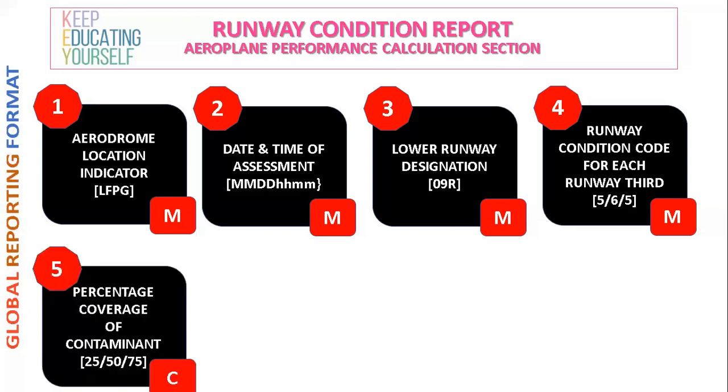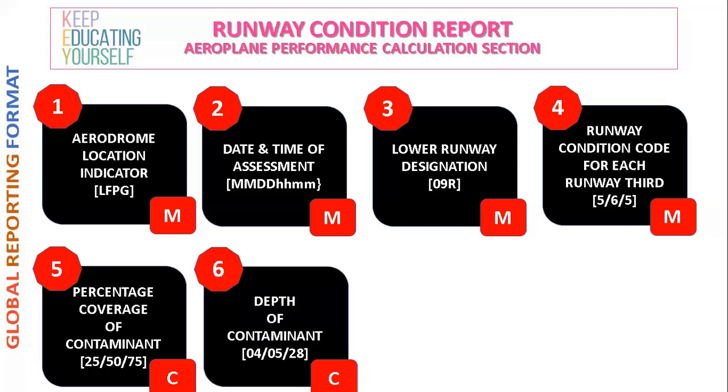Then the fifth element is percentage coverage of contaminant for each runway third. For the first third, from the beginning of runway 09, the percentage contaminated is 25%. The second third is 50%, and the last is 75. The last one is known as the third third. All are separated by a slash, and it can be a maximum of 9 characters including slashes. One point to be noted here: this information is conditional. Whatever we report will be based on some tables, and conditions will be there. Only then do we report here.